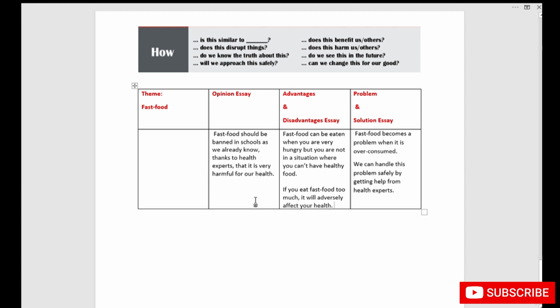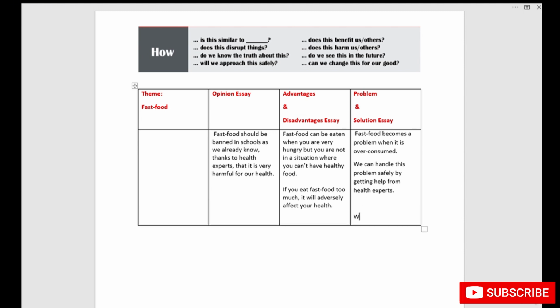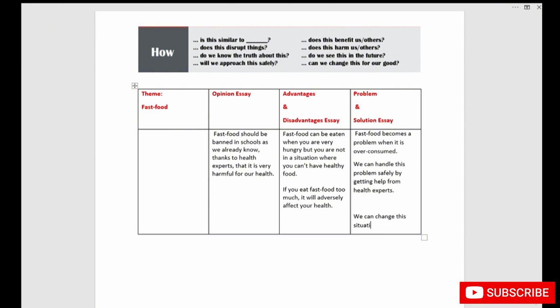And let's look at this question. How can we change this for our good? It can be used in the solution part. For example, we can say, we can change this situation, and the situation is that fast food is being consumed in big amounts, and we can change this situation by raising awareness.